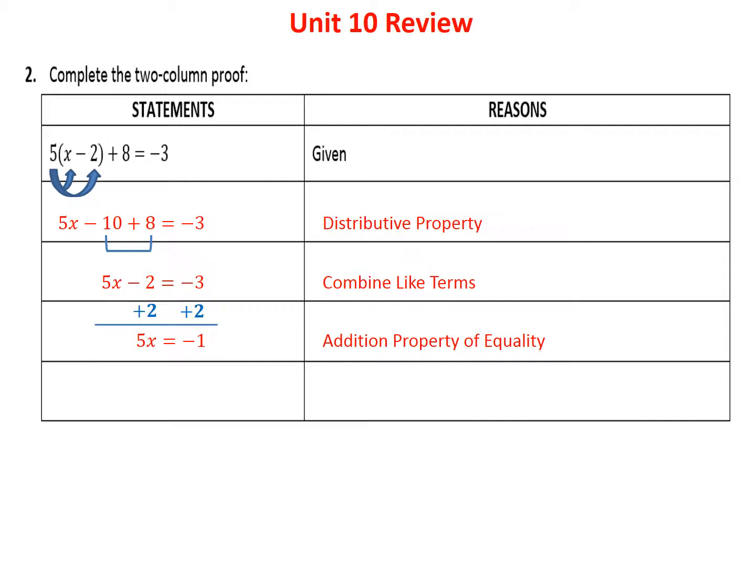Finally, we have the expression 5x equals negative 1, and we want to get rid of the 5. How do we undo 5 times x? Well, the opposite of multiplying times 5 is dividing by 5. So we divide both sides by 5. That's part of the equality. And 5 divided by 5 is 1, so we're left with x equals negative 1 over 5. What property did we use? Well, we divided both sides by 5, so that's the division property of equality.